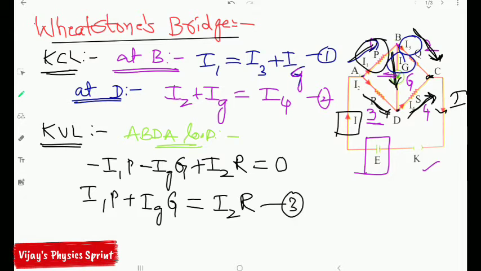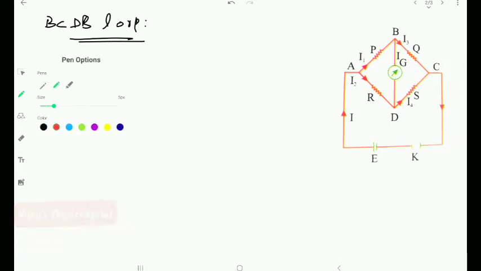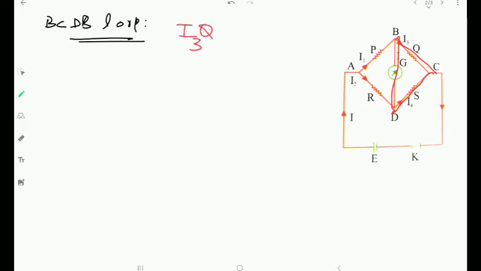Now we have one more loop, that is the BCDB loop. Applying the same Kirchhoff voltage law for the BCDB loop, let me write the potential differences: B to C is I3Q, C to D is I4S, and D to B is IGG, equal to 0.